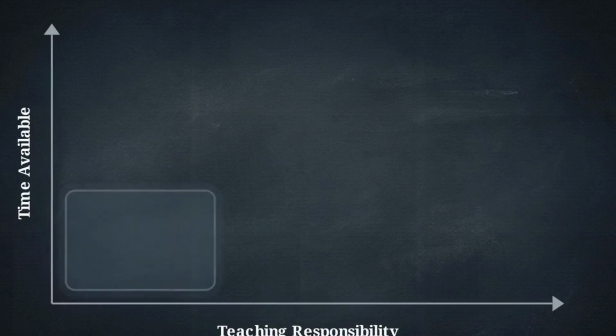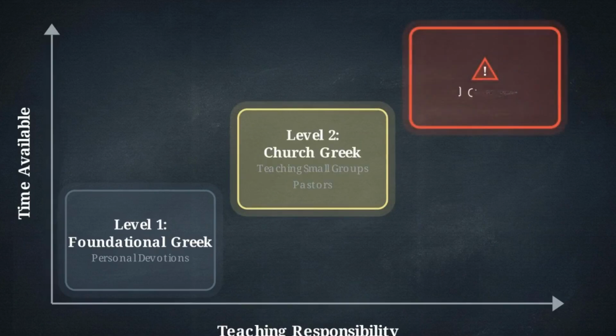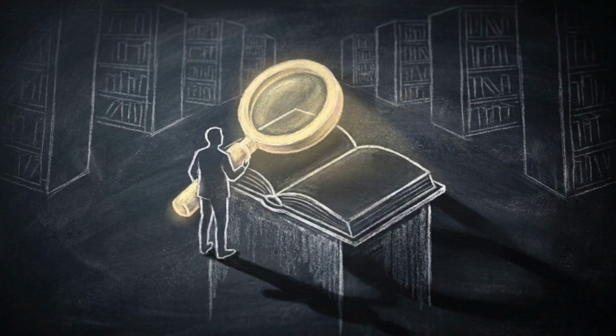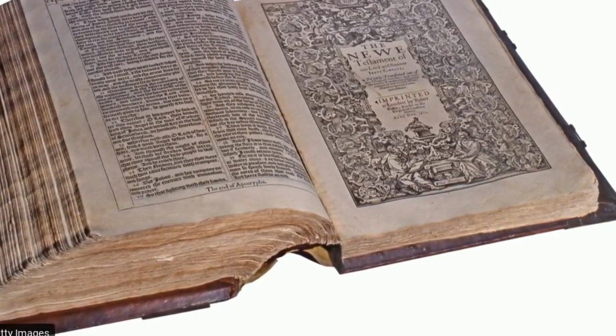Bottom left, for personal devotions, stop at level 1, Foundational Greek. Top right, teaching small groups, reach level 2, Church Greek. Extreme upper right, unless in academia, avoid level 3 and rely on commentaries. The goal of learning Greek isn't to find hidden meanings that everyone else missed. It is to acquire the specific tools needed to handle the word of truth correctly and faithfully.